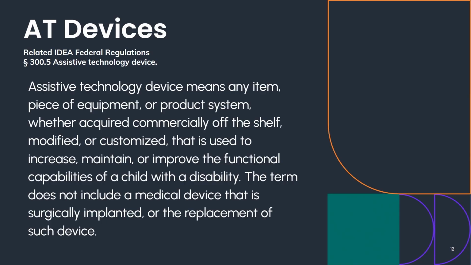So, IDEA clearly defines an assistive technology device as any item, piece of equipment, or product system, whether acquired commercially off the shelf, modified, or customized, that is used to increase, maintain, or improve the functional capabilities of a child with a disability. This term does not include medical devices that are surgically implanted or the replacement of those devices.